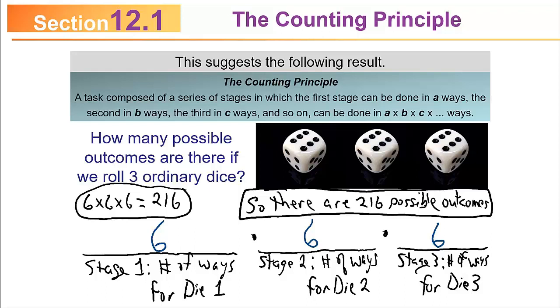And that problem would truly be difficult to do with the tree diagram. It would have 216 branches. Relatively unmanageable task. So you can sort of begin to see the power of the counting principle.